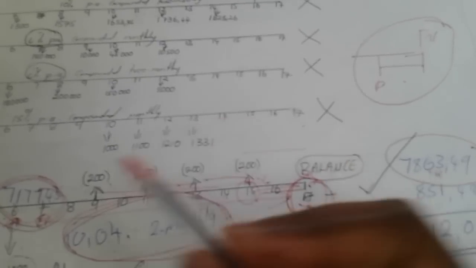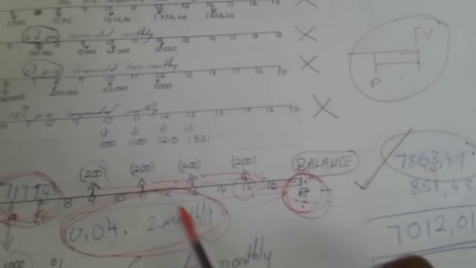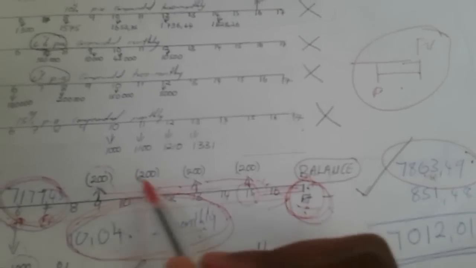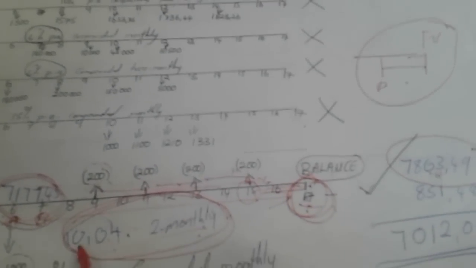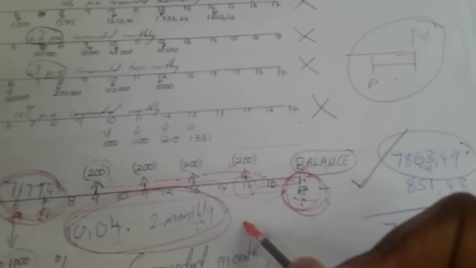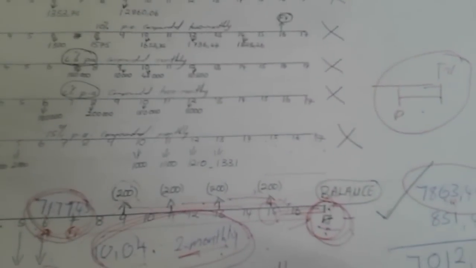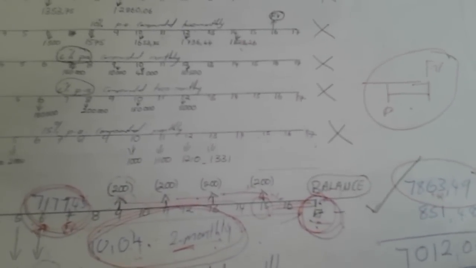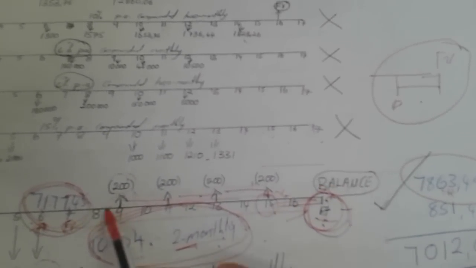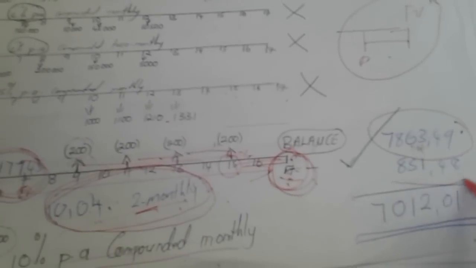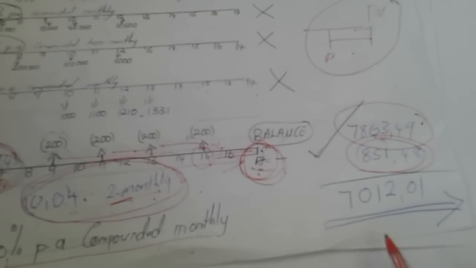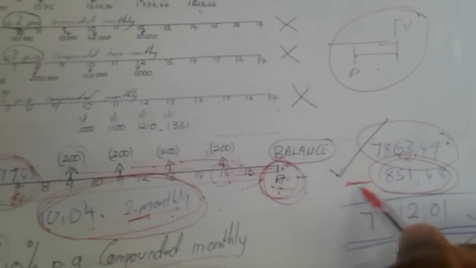How do you do that? You simply put your 200 as a plus minus PMT, your 4 as your N, your I as 10.04 divided by 6. Remember it's 2 monthly, and you must put BGN. So you put BGN, then you say compute FV. Automatically your answer will be at 17, 2 periods after the last payment, and your answer is 851.48. So this is the future value of withdrawals.